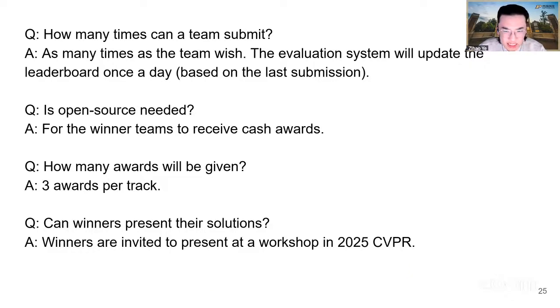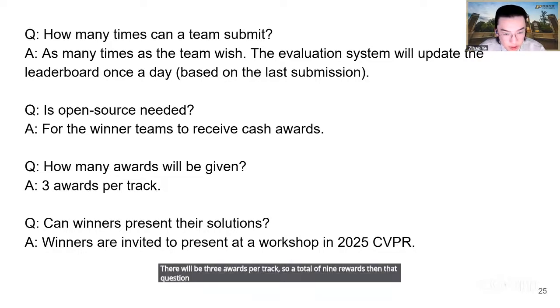The answer is no, but for the winner teams to receive the awards, the solution has to be open source. How many awards will be given? There will be 3 awards per track, so a total of 9 rewards. The next question is, can winners present their solutions? Like Professor Lu just mentioned earlier, the winners will be invited to present at a workshop in this year's CVPR conference.